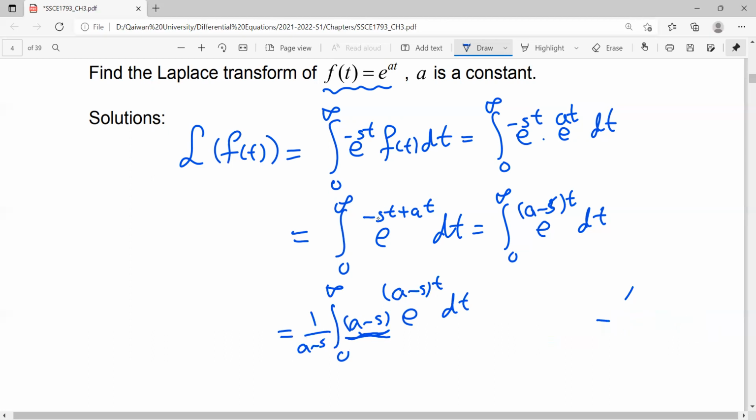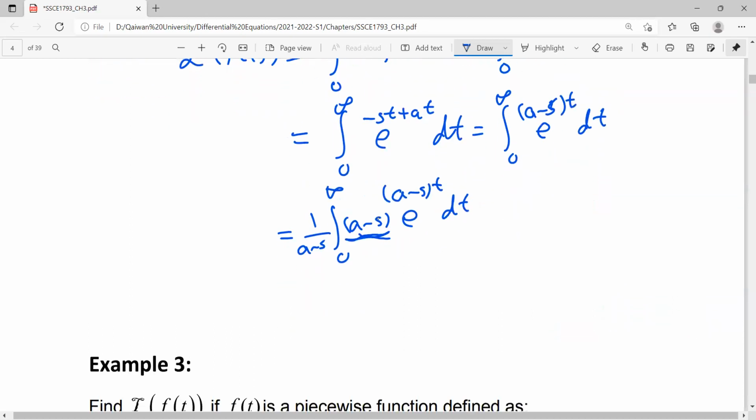Now we can take the integration. The integration of e to the power a minus s t multiplying by a minus s dt equals e to the power a minus s t. It equals 1 over a minus s multiplying by e to the power a minus s t from 0 to infinity.